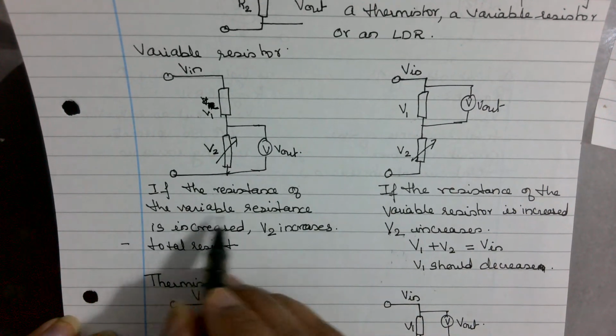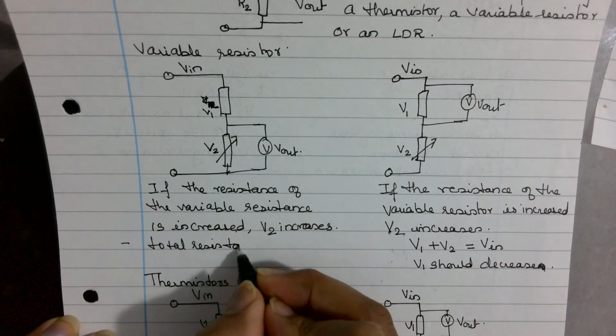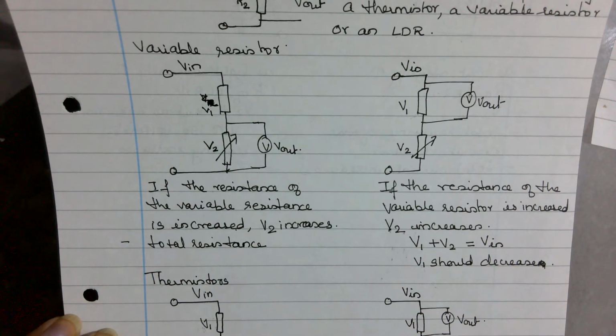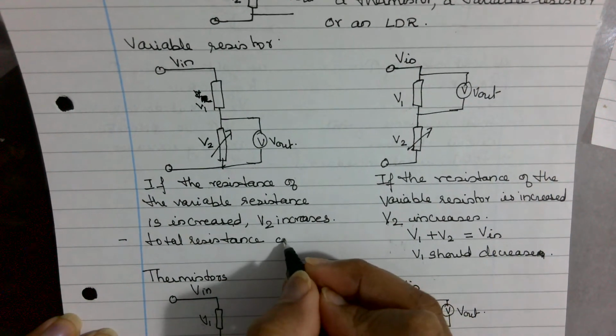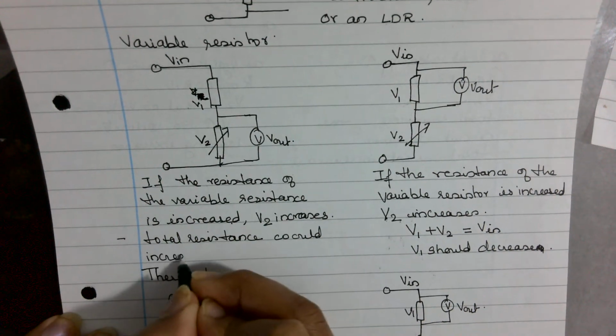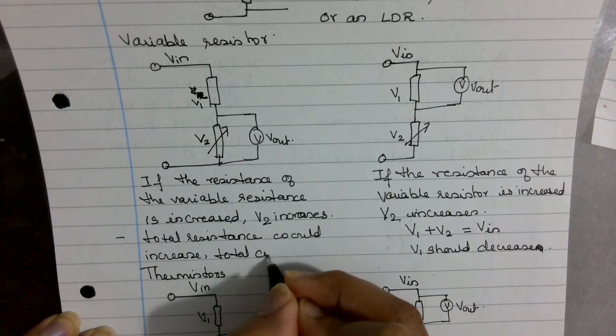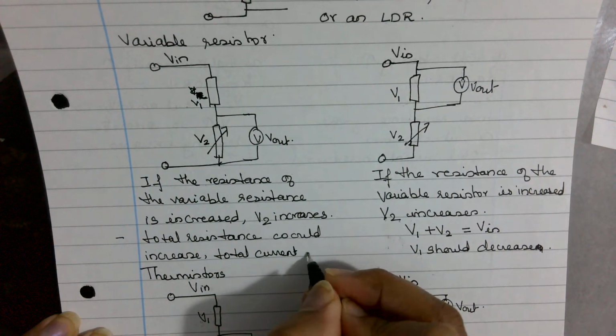Here what have we done? The resistance of the variable resistor increased. So what if the resistance is increasing? The total resistance would increase. And because the total resistance is increasing, total current decreases.